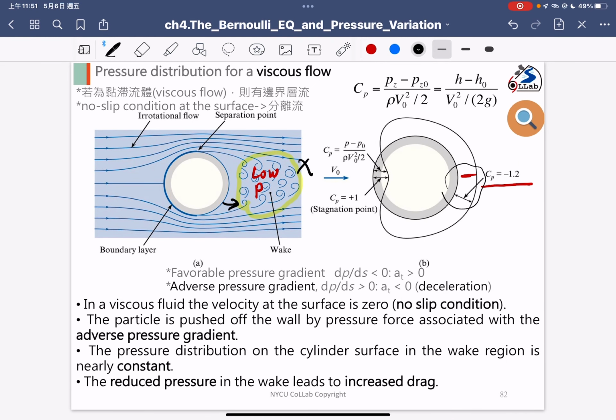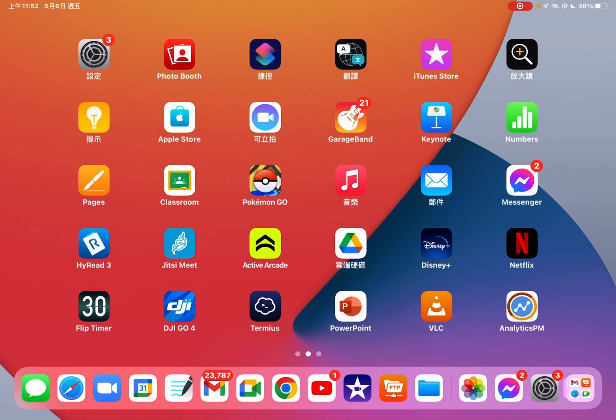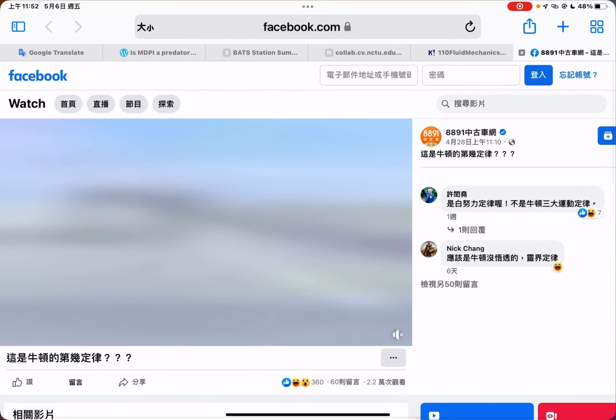值是负的，所以这里的尾流就很严重。所以我们想办法减少尾流的效应的话，这里的 CP 值就会变小，可能变成负的 0.8 或是负的 0.6，就是不可以有太多的尾流在这里产生。Okay, so I just found some interesting movies on the website.